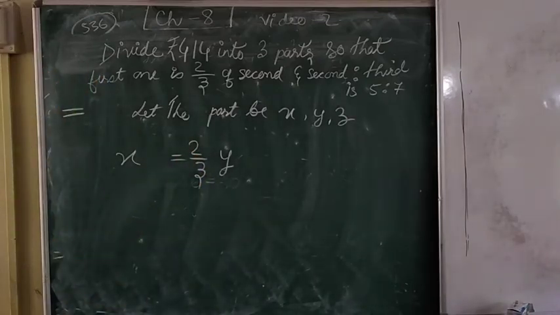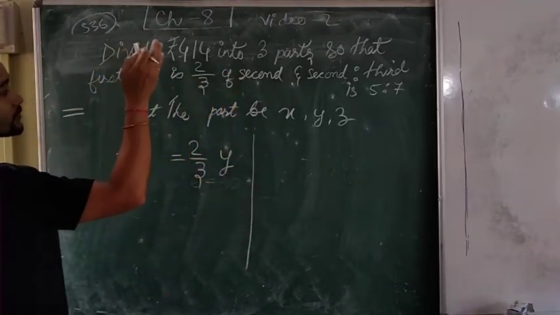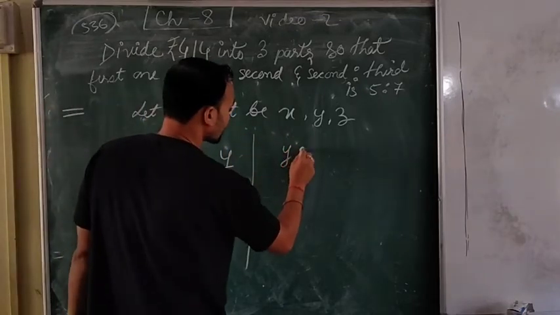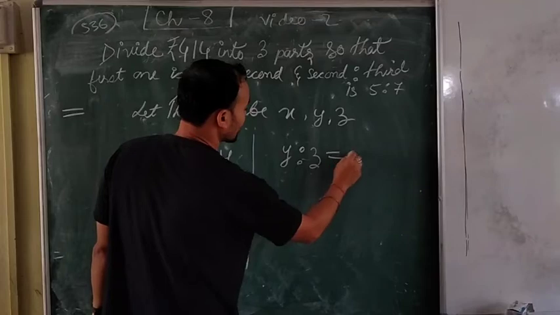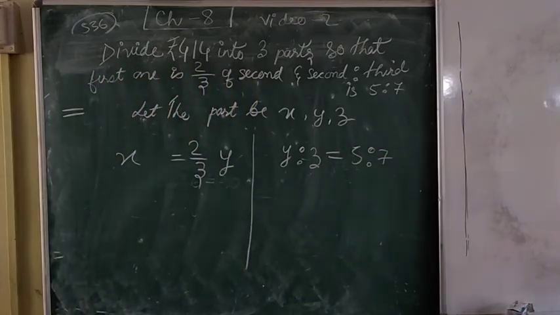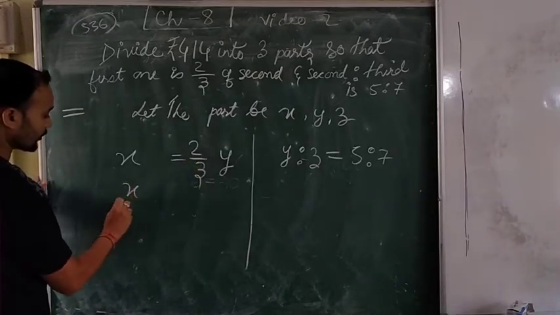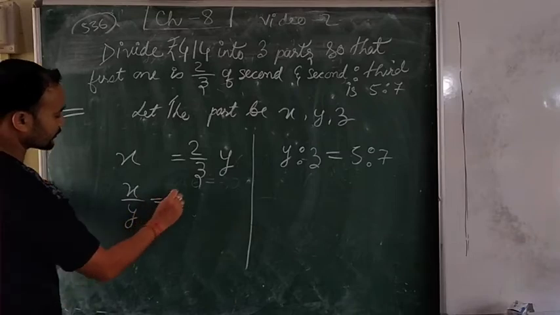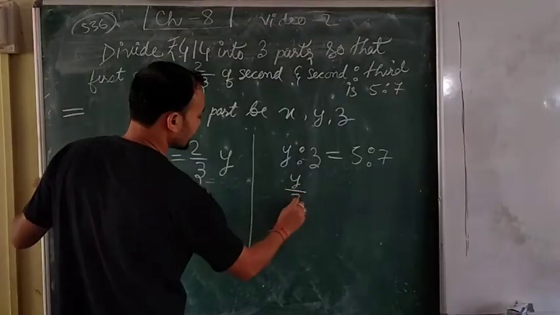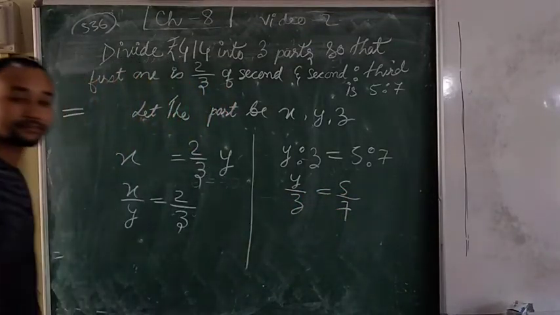Our equation is coming up. The second, you see, he is also giving a ratio. The ratio of second and third is 5:7. Second to third is Y is to Z is equal to 5:7. Yes, you can arrange this. You can bring Y here: X by Y is equal to 2 by 3, and Y by Z is equal to 5 by 7.